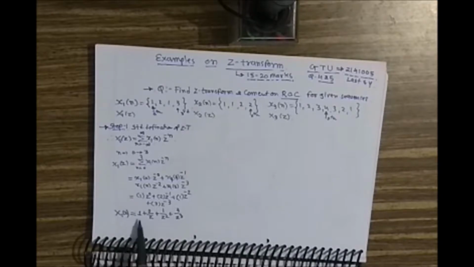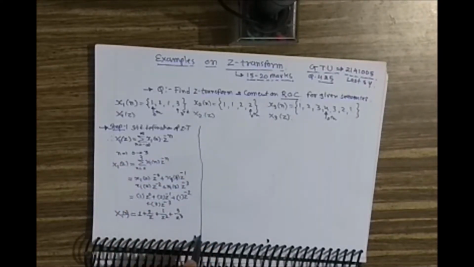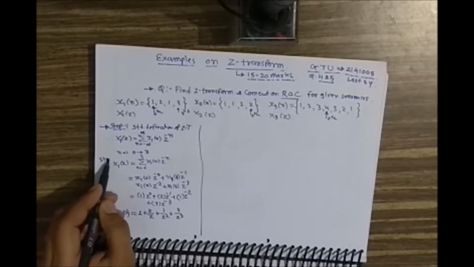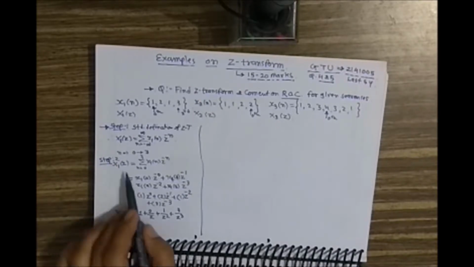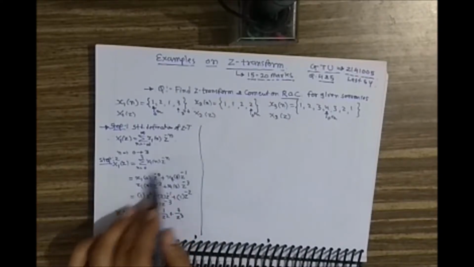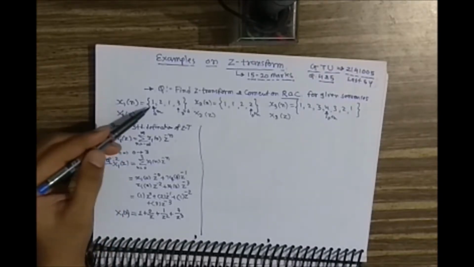x1 of z is equal to 1 plus 2 upon z plus 1 upon z square plus 3 upon z cube. So this is the solution of step 2, the final evaluation of x1 of z by evaluating this summation ranging from 0 to 3, and then we get 1 plus 2 by z plus 1 by z square plus 3 by z cube. It is the z transform of the given sequence x1 of n.